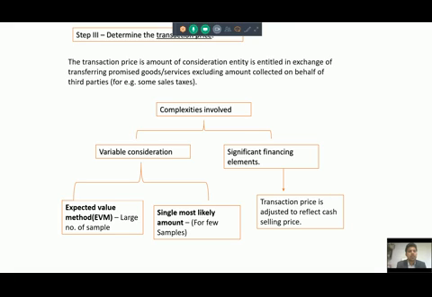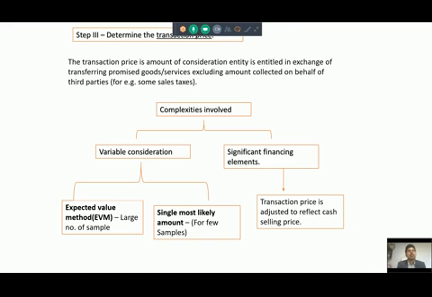Here IFRS 15 says that in case of variable consideration, you should use a probability distribution method to identify the probable amount which would be received, and that much revenue you should recognize based on that probability. There are 2 methods: the expected value method, that is, if there is a large number of samples, you assign a probability to each sample, and based on that you determine the expected value of the variable consideration and use that as the transaction price. If there are fewer samples, then use the single most likely amount. Say there are 3 samples, then whichever is most likely to happen, you select as the transaction price or variable consideration.